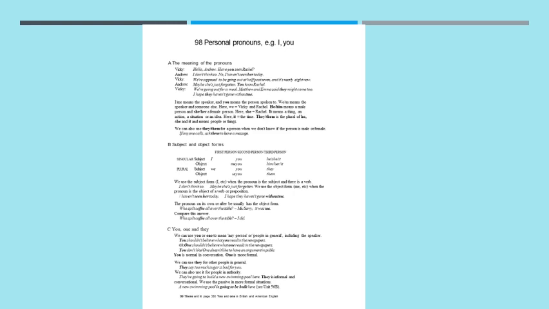We is the first person subject plural. You is the second person subject plural. And they is the third person subject plural. Us is the first person object plural. You is the second person object plural. And them is the third person object plural. So I, me, we and us. Basically, I is the singular and we is the plural.